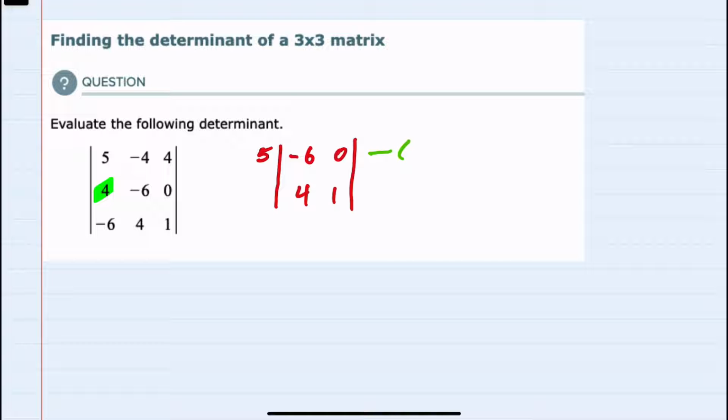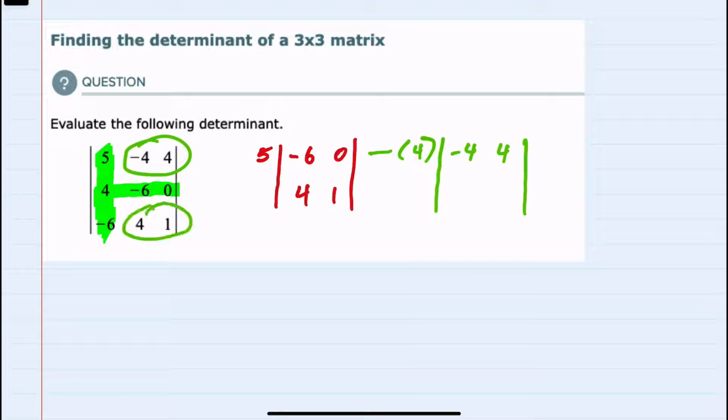So next I have a 4, and that 4 is being multiplied by another 2x2 determinant. This time I again block out the row and the column that includes the 4. And you can see here that along the top, I now have a -4 and 4, and along the bottom, a 4 and a 1. So far I've used the 5 and I've used the 4.